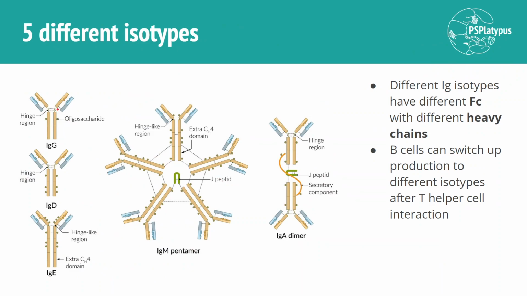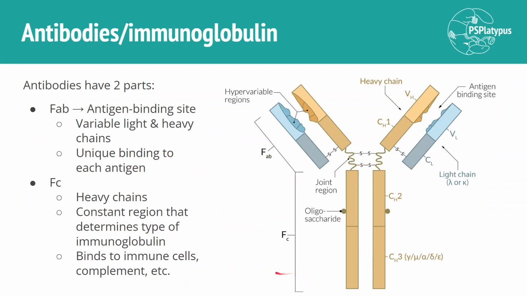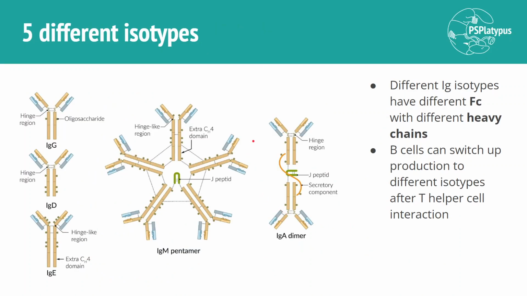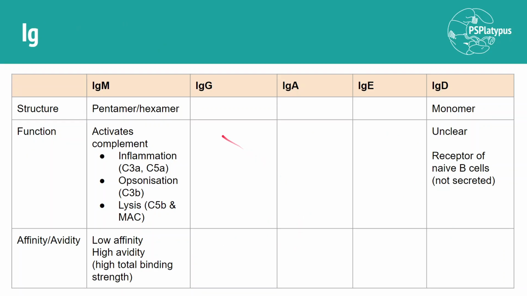Okay, so there are five different isotypes or types of antibodies: IgG, IgD, E, M, and A. The reason why they're different is not only because they form different structures like this, but the main key difference is that they have different FC with different heavy chains. Like I said here, the thing that determines the type of immunoglobulin is the heavy chain here. With B cells, when there's an infection, when there's a response to an antigen, we start with an IgM response, and then we can produce IgG later, and we can essentially produce a vast variety of isotypes for the same infection as is necessary. So we're just going to go through the characteristics of these different ones.